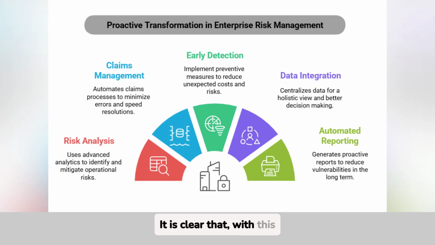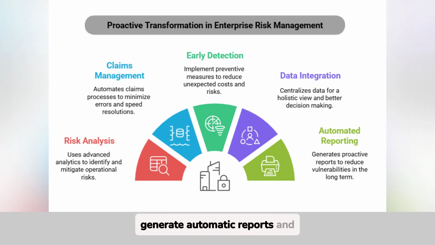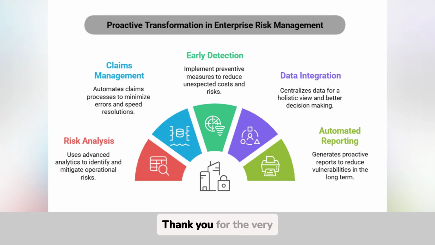It is clear that, with this system, we can transform the way we manage risk and insurance, making the operation much more resilient. This is key to ensuring the stability and growth of our business. And with the ability to generate automatic reports and provide mitigation suggestions, the system becomes a proactive tool to reduce vulnerabilities in the long term. Perfect. Thank you for the very complete and practical explanation. This comprehensive approach to risk and insurance management is certainly a fundamental pillar to ensure the continuity and success of our operations.